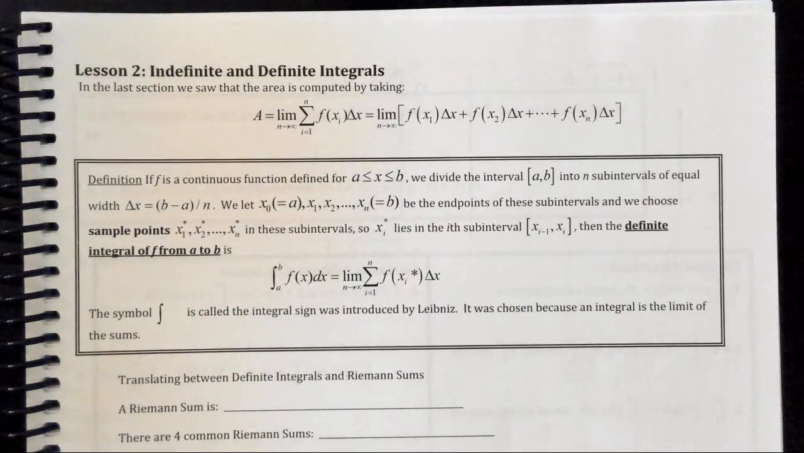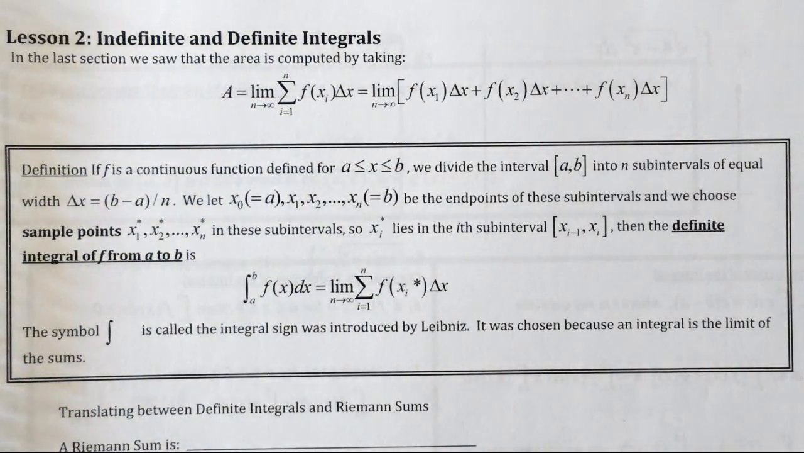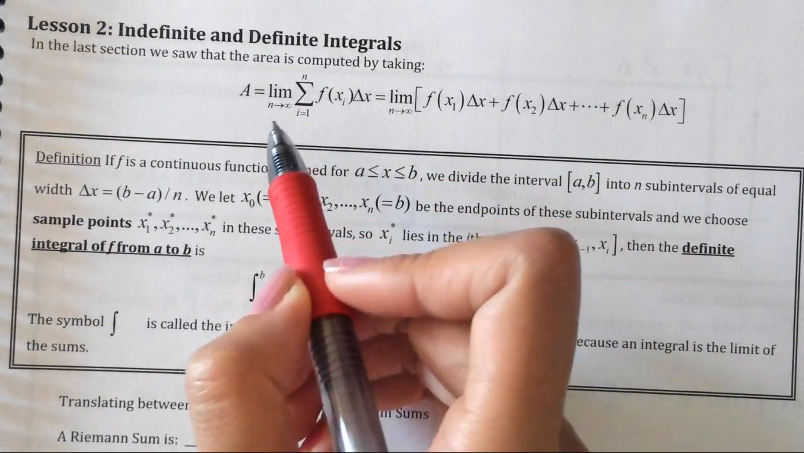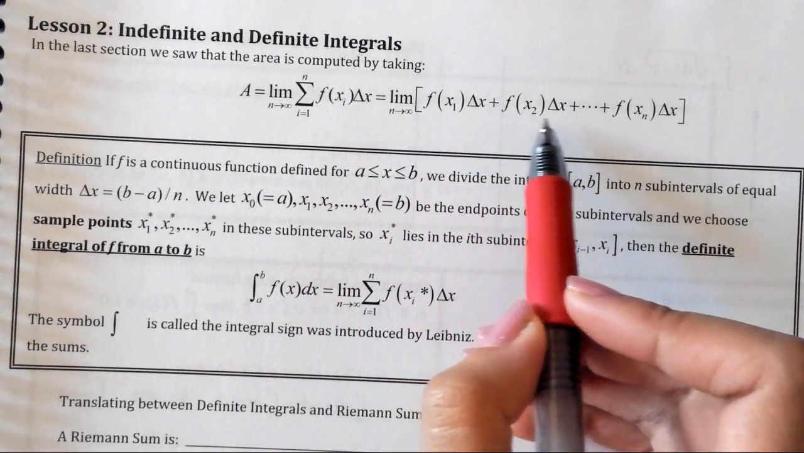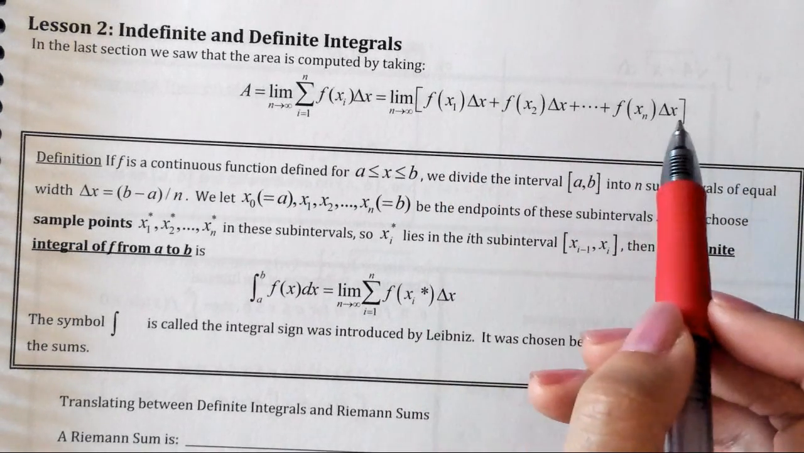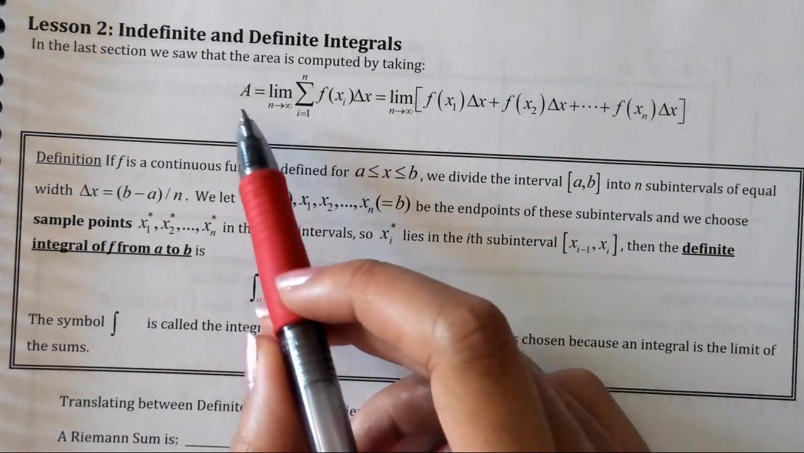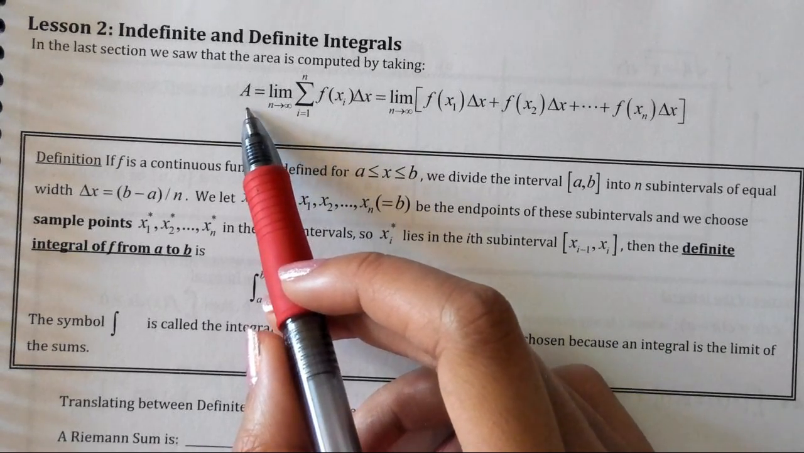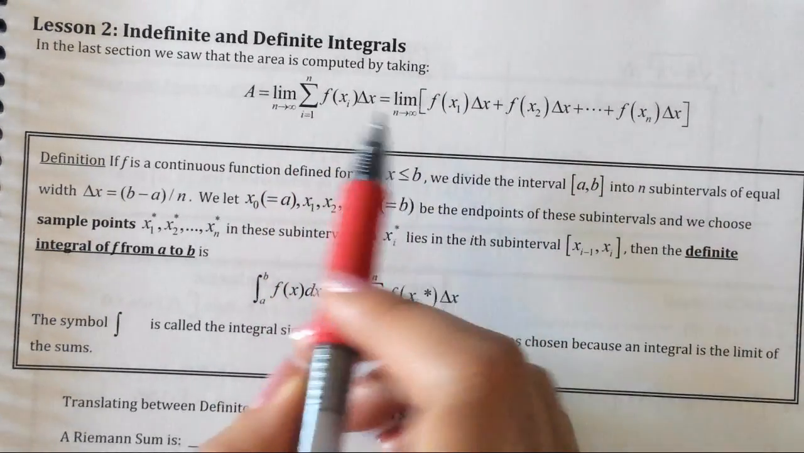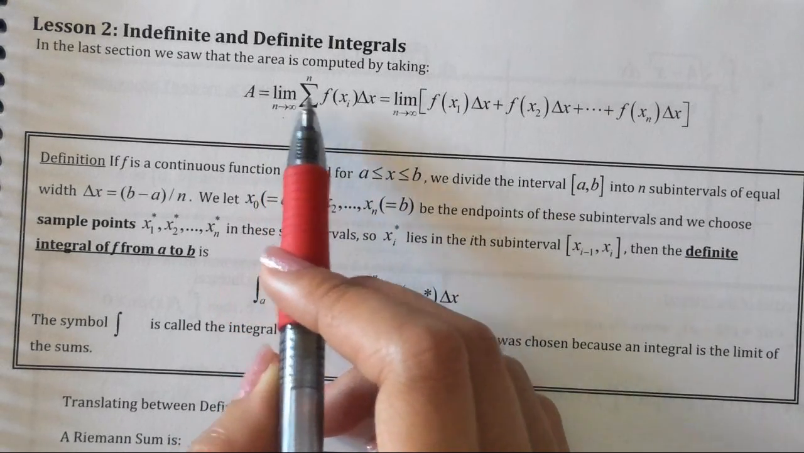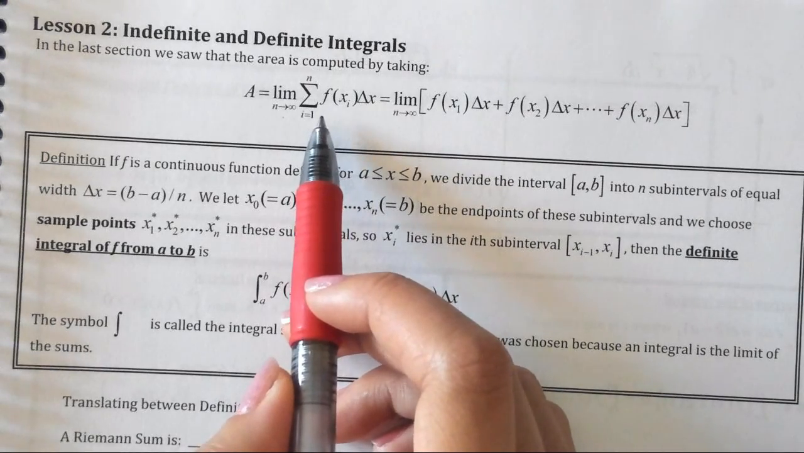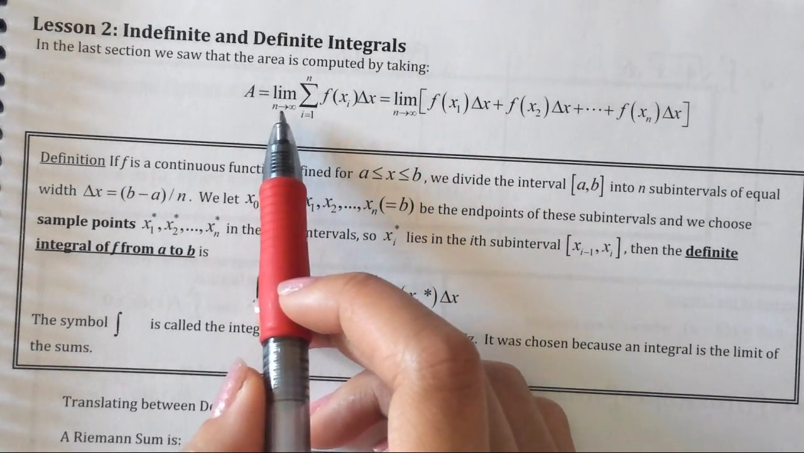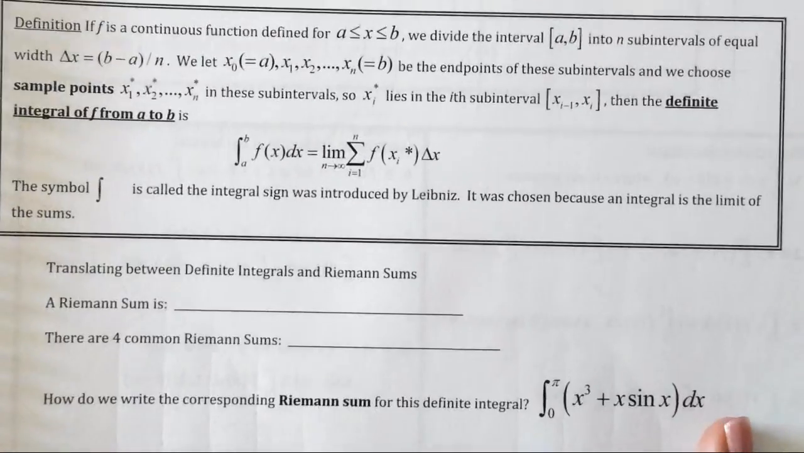Okay, so we're going to do indefinite and definite integrals now. Last time we talked about how the more rectangles you have, the more accurate your area approximation is for the area under the curve. Well, if you have an infinite number of rectangles, which is the sum of all the rectangles under the curve, then what you are finding is the definite integral.